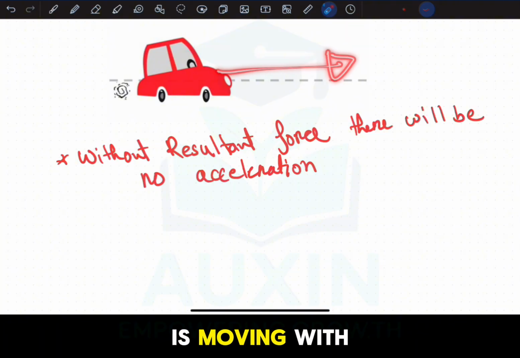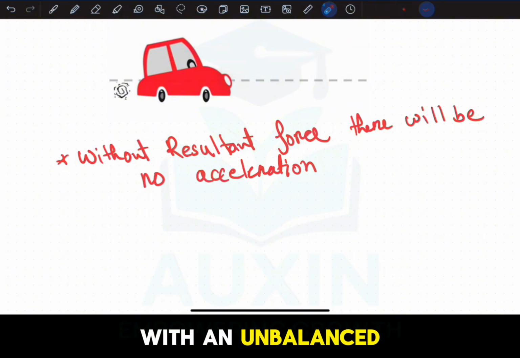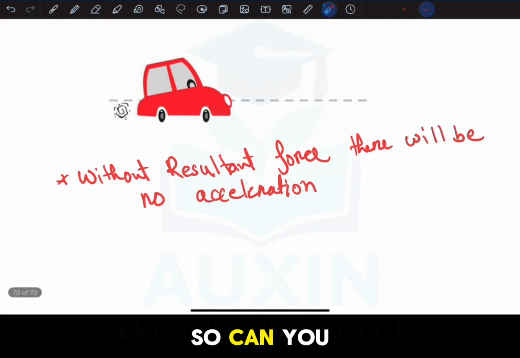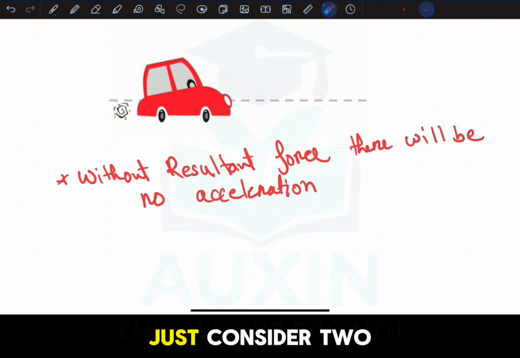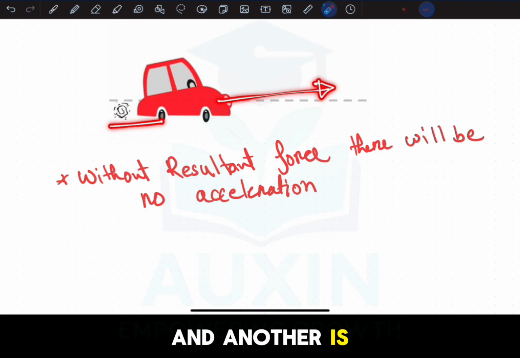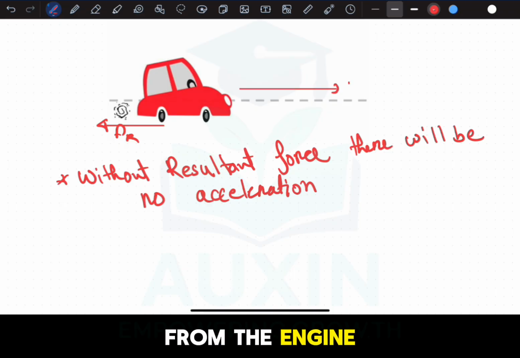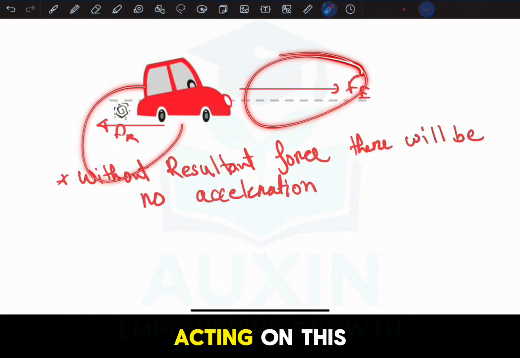Now, the car is moving with acceleration, with an unbalanced force. So there has to be a stronger force acting on this car, right? So can you identify the two forces? Actually, there are 4, but we will just consider 2 forces for now that are working on the car. One is the force from the engine and another is the friction from the tires, right? So this is the frictional force. And this will be the force from the engine. So let it be Fe, okay?